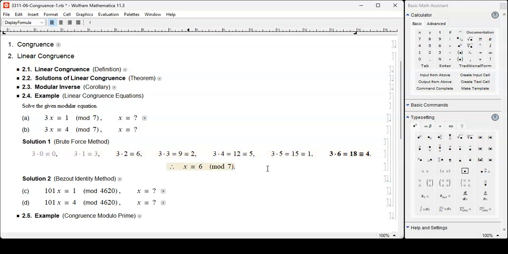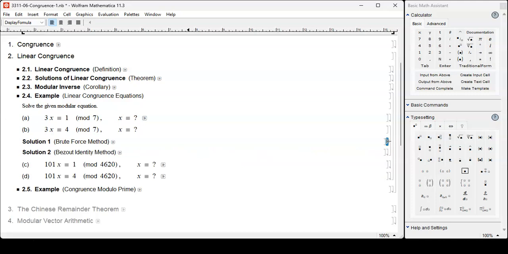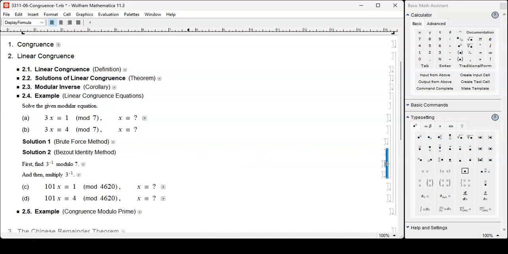So we get x is congruent to 6 modulo 7. Just 5 easy computations to check. Now, what if you use Bezout's identity method?